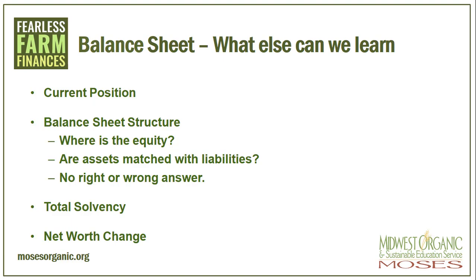What else can we learn from a balance sheet? We can check the farm's current position. We could also look at the balance sheet structure. Where is the equity? Are the assets matched with the liabilities? There really is no right or wrong answer, although many lenders have a preference for what they want to see on the balance sheet. We can also find the total solvency of the farm.